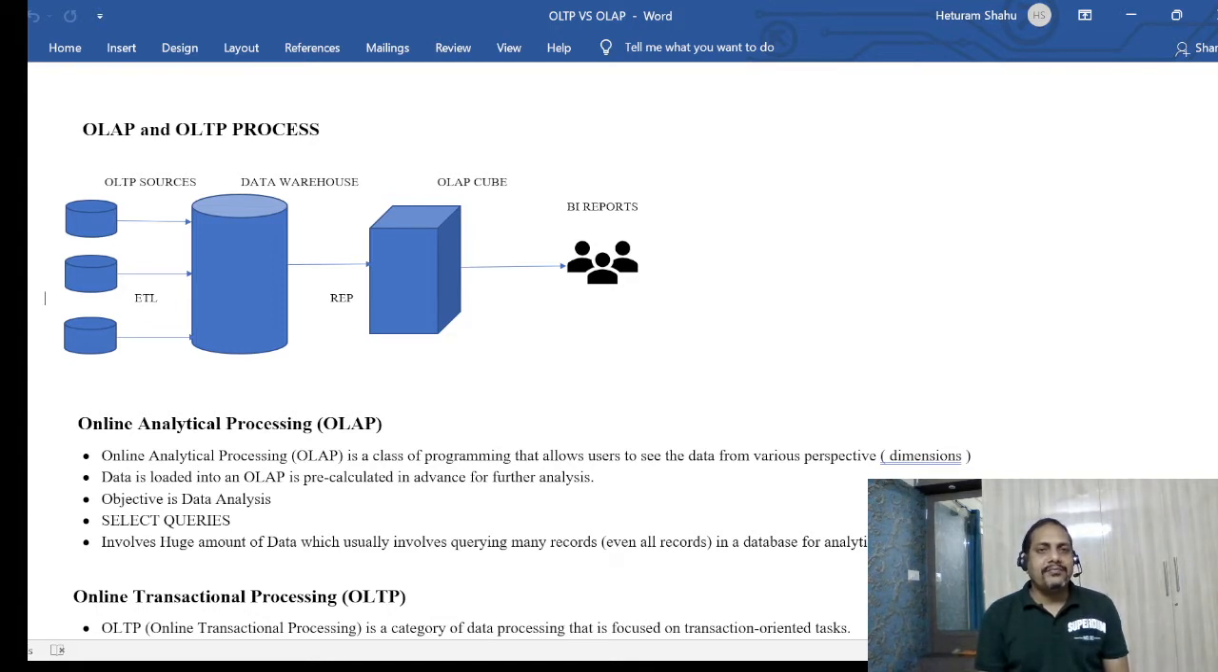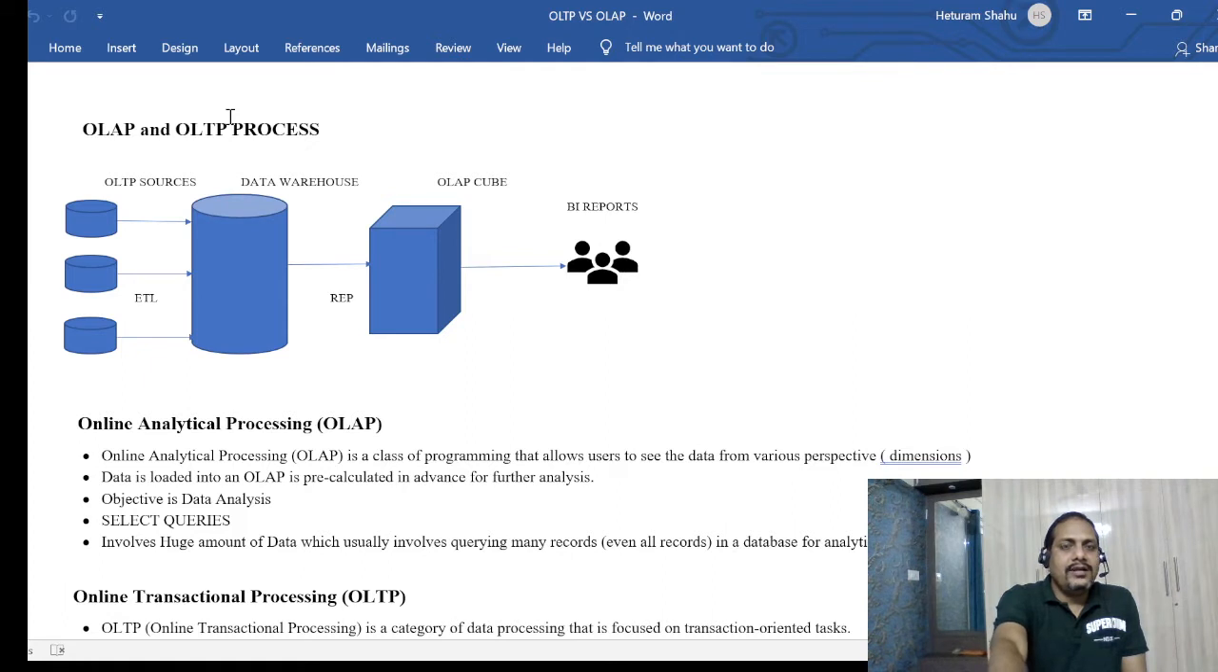In this session we will look at a very important data warehousing concept, that is OLAP and OLTP systems. Quick agenda: we will try to understand the whole data warehousing system. I have drawn a little picture around this, and I will try to explain each and every component here. Then we will see a little definition around OLTP and OLAP, and finally we will look at the differences between OLTP and OLAP systems.